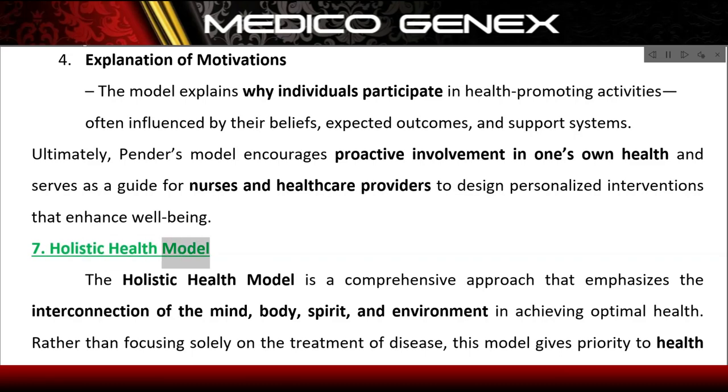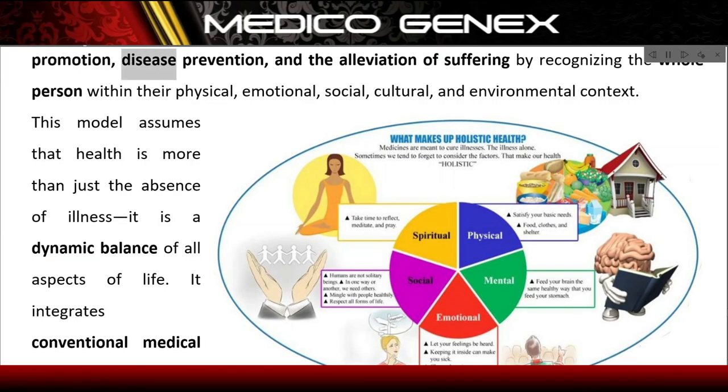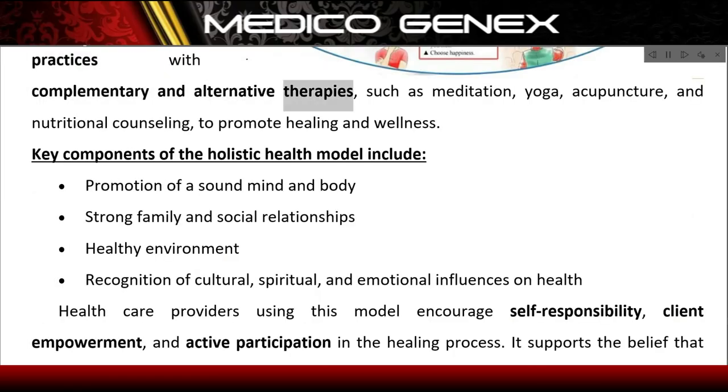7. Holistic Health Model. The holistic health model is a comprehensive approach that emphasizes the interconnection of the mind, body, spirit, and environment in achieving optimal health. Rather than focusing solely on the treatment of disease, this model gives priority to health promotion, disease prevention, and the alleviation of suffering by recognizing the whole person within their physical, emotional, social, cultural, and environmental context. This model assumes that health is more than just the absence of illness, it is a dynamic balance of all aspects of life. It integrates conventional medical practices with complementary and alternative therapies, such as meditation, yoga, acupuncture, and nutritional counseling, to promote healing and wellness.